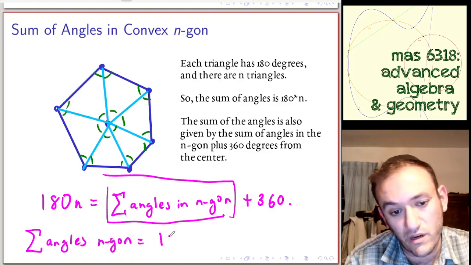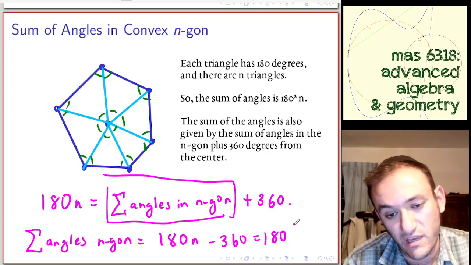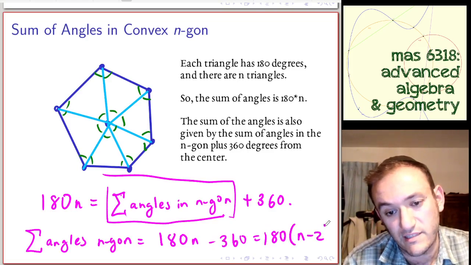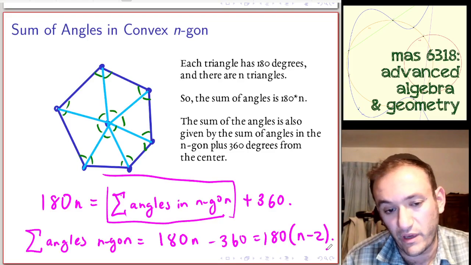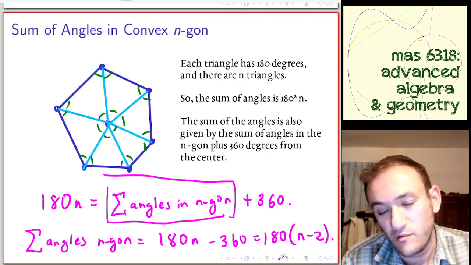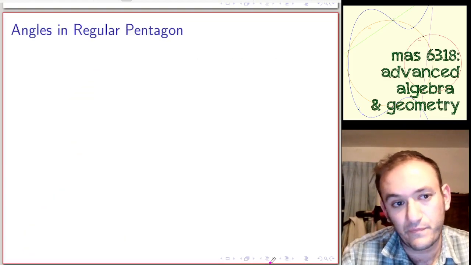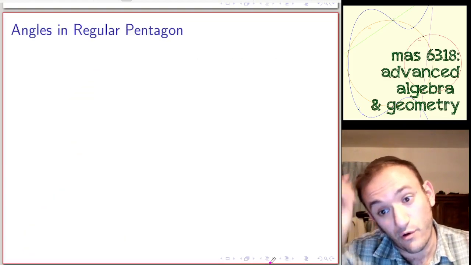And if I want to solve for the sum of the angles in the N-Gon, that's going to be 180n minus 360, or if I factor out 180, that gives us 180 times (n minus 2). Of course, if you want to do this in radians, this would just be pi times (n minus 2). Okay. Cool. So what does that mean for a regular pentagon?